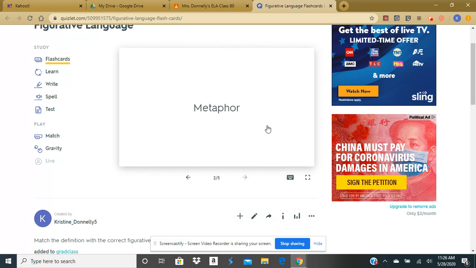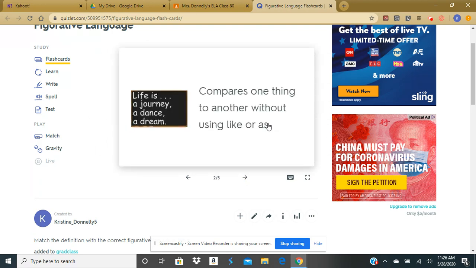A metaphor. A metaphor compares one thing to another without using like or as. So again, just to review from yesterday, it is very much like a simile, but it does not use the words like or as. So for example, life is a journey, a dance, a dream. It's comparing life to being a journey, a dance, and a dream, but it is not using the words like or as.